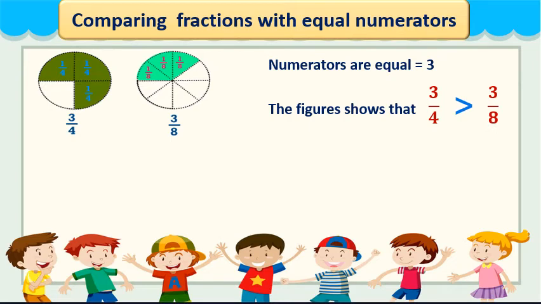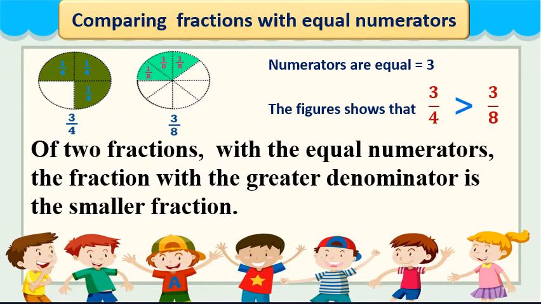Correct? And the denominator of the first one is 4 and the second one is 8. So here, of two fractions with equal numerators, the fraction with the greater denominator is the smaller fraction. Got this? The second one has greater denominator, that is 8, but it is a smaller fraction. Got this, students?